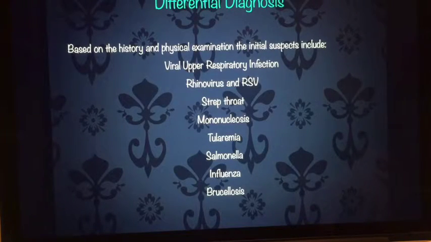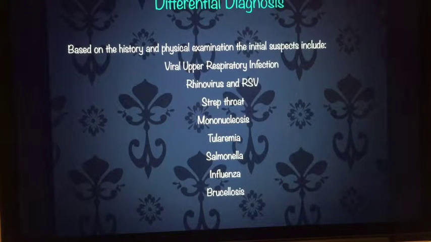The differential diagnosis. Based on the history and physical examination, the initial suspects included some of the more minor ones here: viral upper respiratory infection, rhinovirus and RSV, strep throat, influenza, mononucleosis, and some of the more major suspects would have been tularemia, salmonella, and brucellosis.